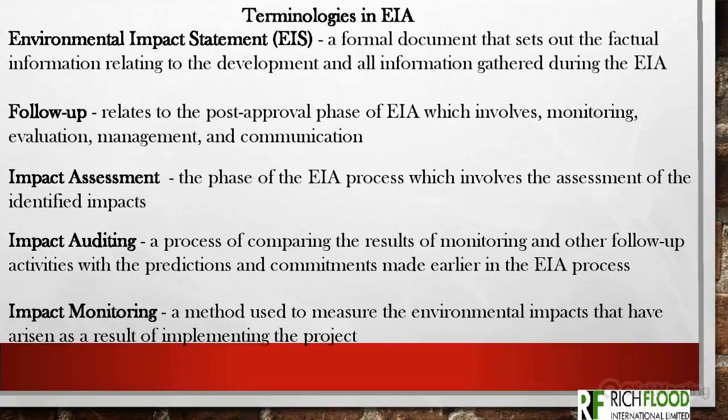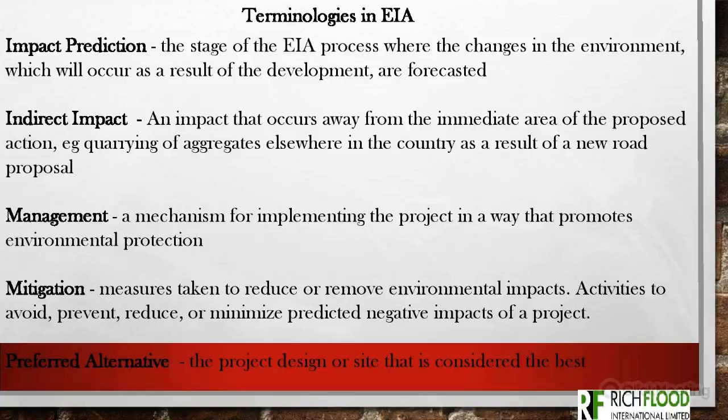Impact monitoring is a method used to measure the environmental impact arising as a result of implementing the project. We have impact prediction, the stage of the EIA process where changes in the environment which will occur as a result of the development are forecasted. That is, we predict. All of this comes up at the stage of environmental impact assessment. Having outlined the project design, we know the project location, we know the components of the environment, then we predict the impacts that are likely to surface after the project has commenced.